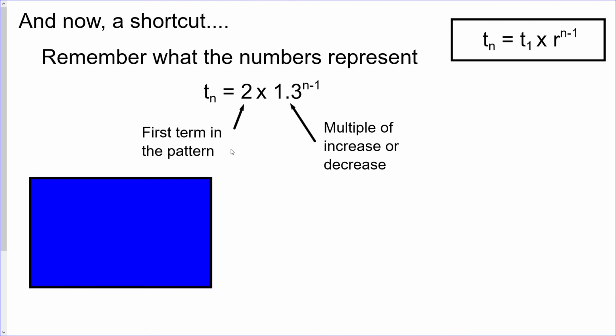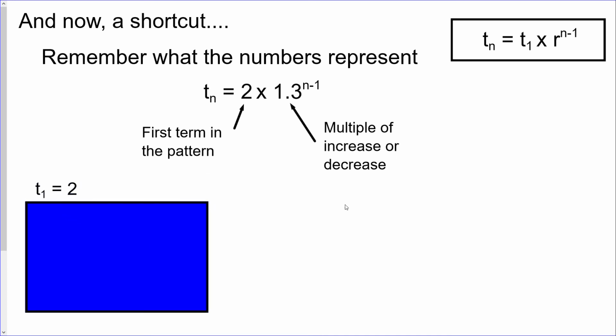But if you are finding those first few terms, just remember what the numbers in the formula represent. So I put it back up here, our formula without the numbers in it. Remember that whatever's in that T1 spot is your first term, and whatever's in the R spot is what you're multiplying by to get to the next one. So because we know what our first term is, whatever's in that position, we already know that T1 equals 2. We don't have to substitute anything in for n, because by definition, whatever's in that T1 spot before the multiplying sign, that's our first term.